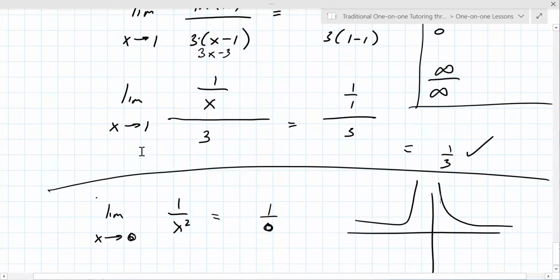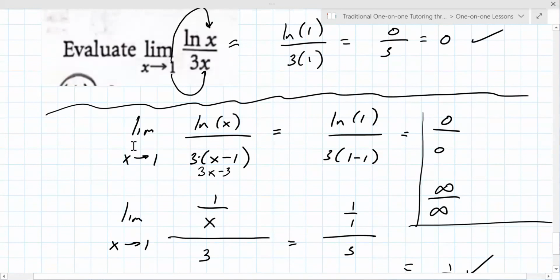More often than not, you're going to get the kind of example I gave you previously. Can we do one more L'Hopital's rule problem? Sure.